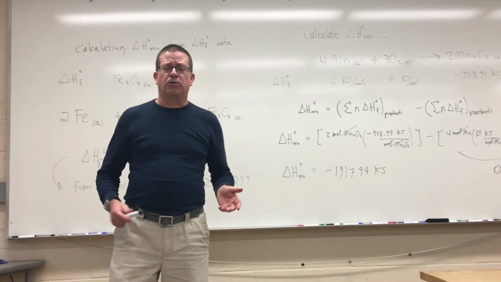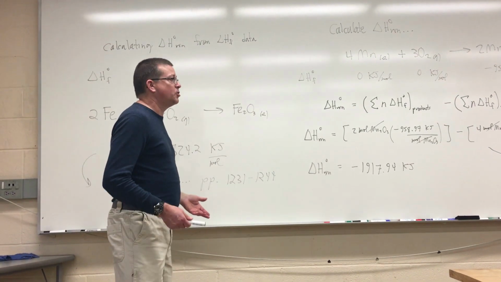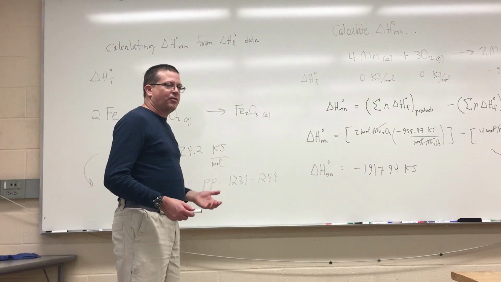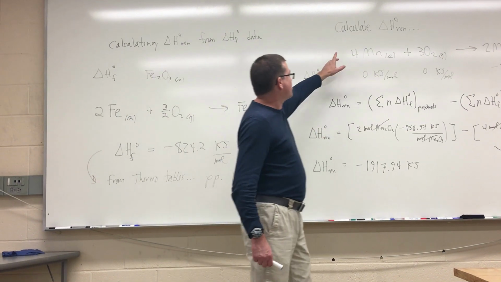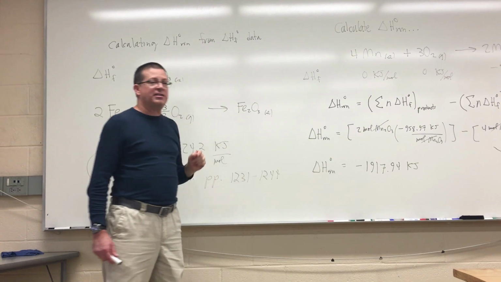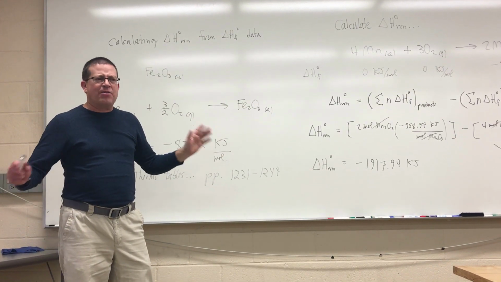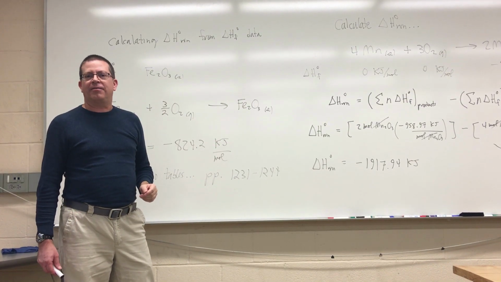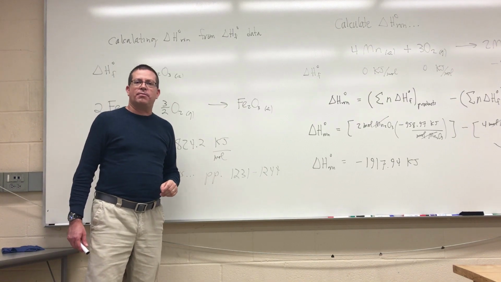Now I'm not going to call it kilojoules per mole. I'm going to just leave it as kilojoules because that's the kilojoules of heat that's generated by this reaction as I have written it. Okay? So that's how we calculate delta H of reaction for any reaction that we can possibly think of. So we'll practice this a little bit more on Monday.